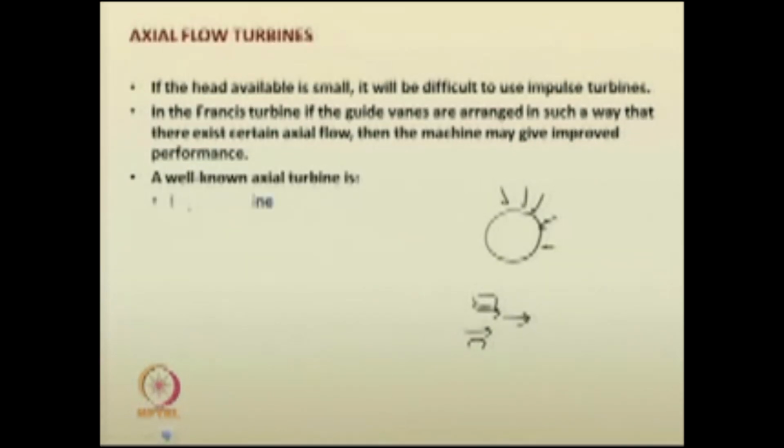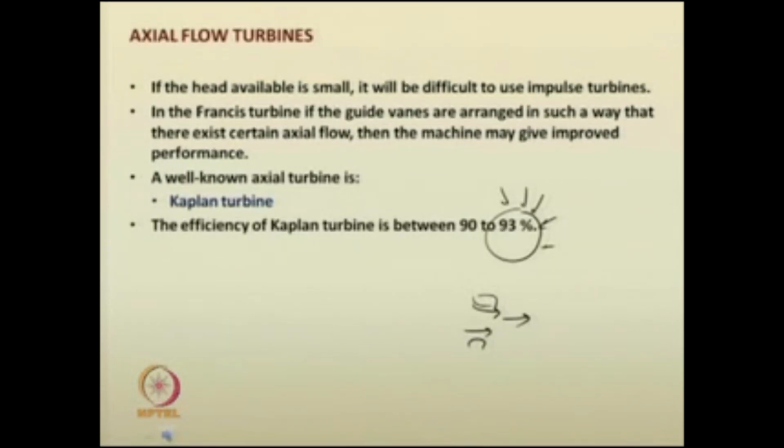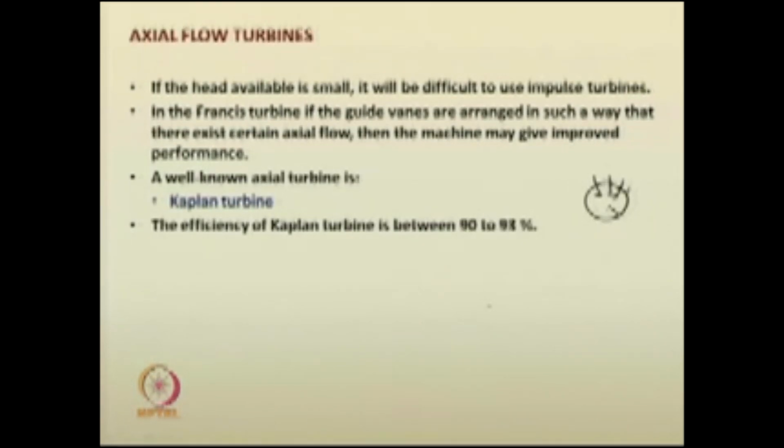One of the well known axial turbines is the Kaplan turbine. It has an efficiency between 90 to 93%. Okay. So, rather than having inward flow, if axial flow is allowed, that will give you a better performance, not in all aspects. Okay.